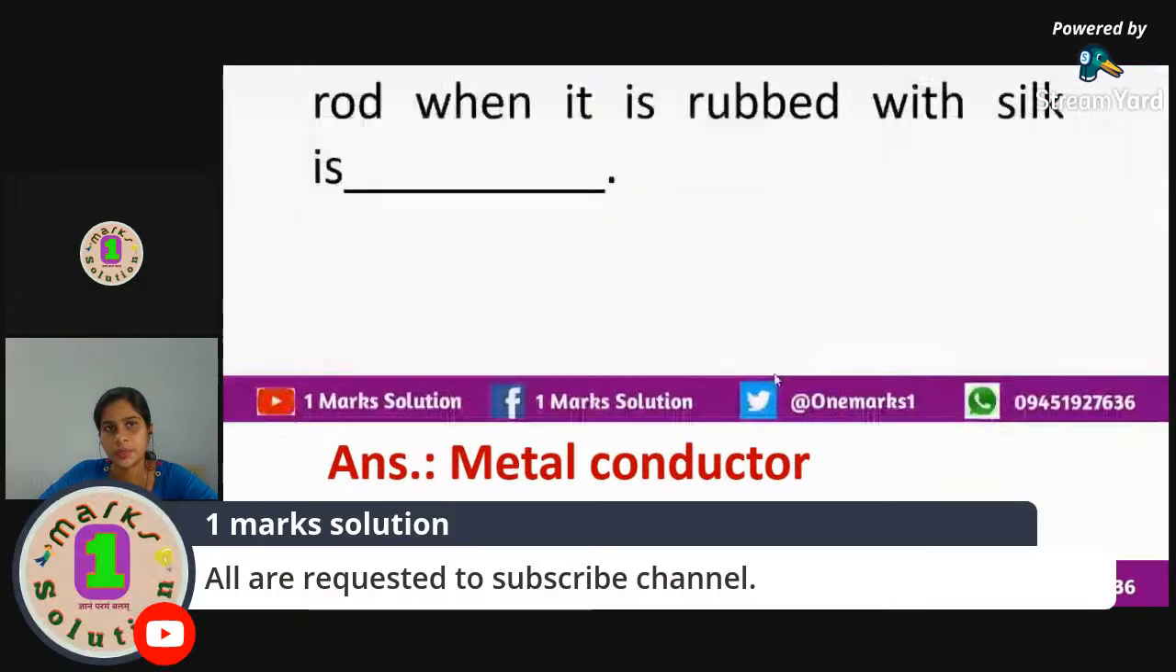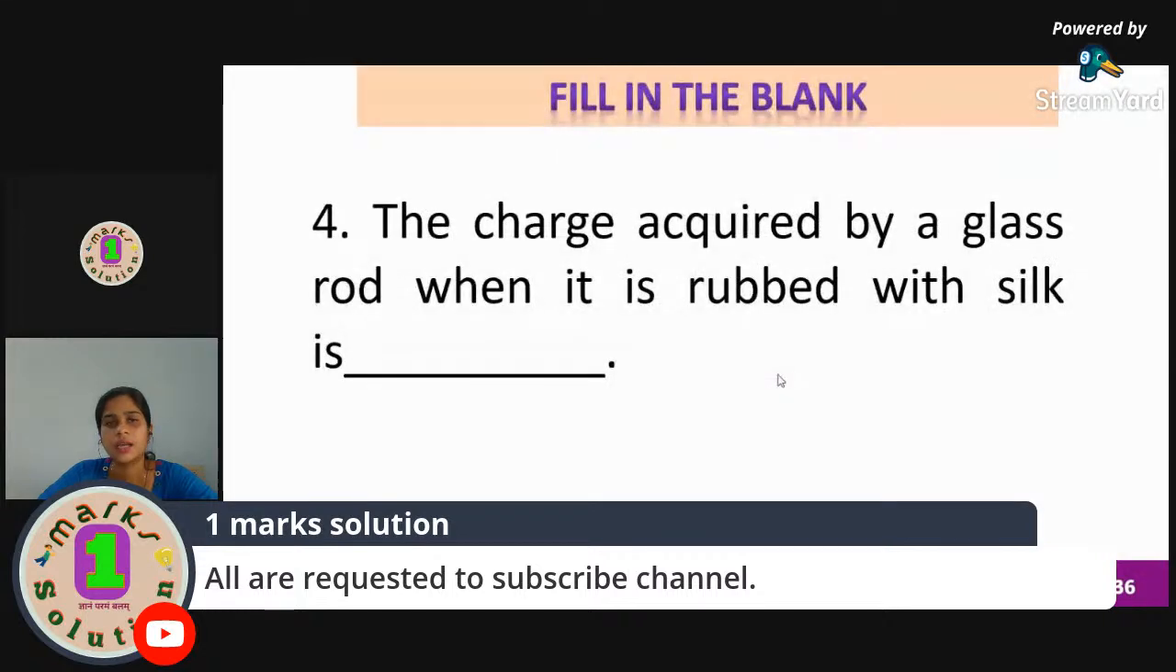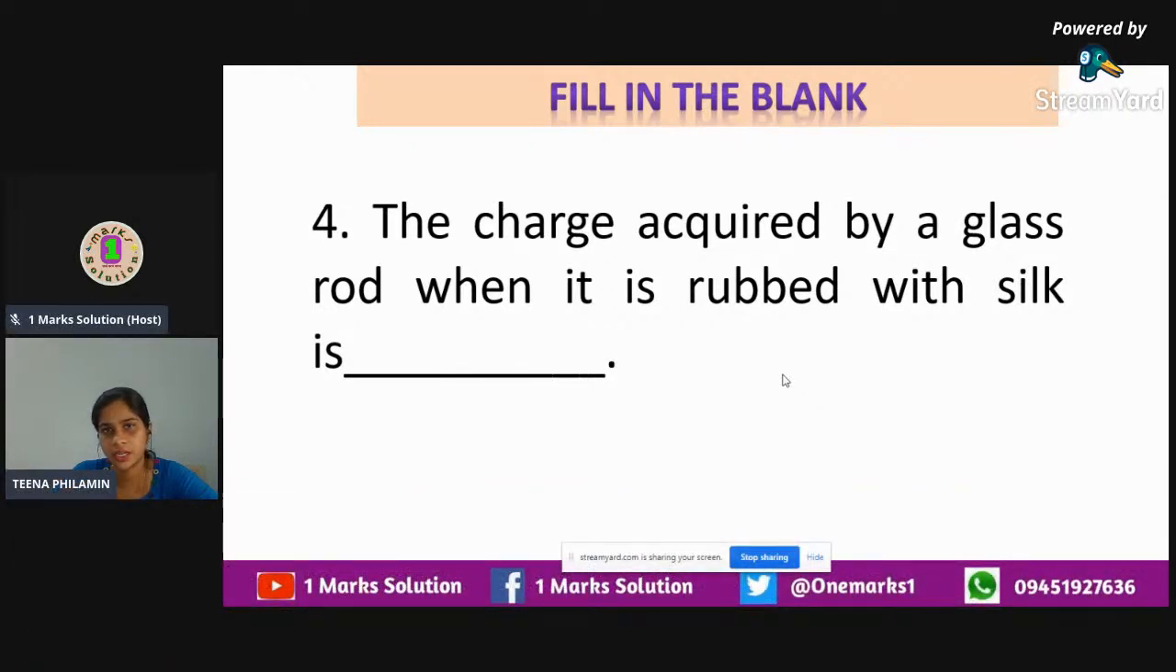Then the next fill-in-the-blanks question is: the charge acquired by a glass rod when it is rubbed with silk is dash. While rubbing two objects, two types of charge are produced, and we call them positive charge and negative charge. Which charge is acquired by the glass rod, whether positive or negative, we don't know yet.